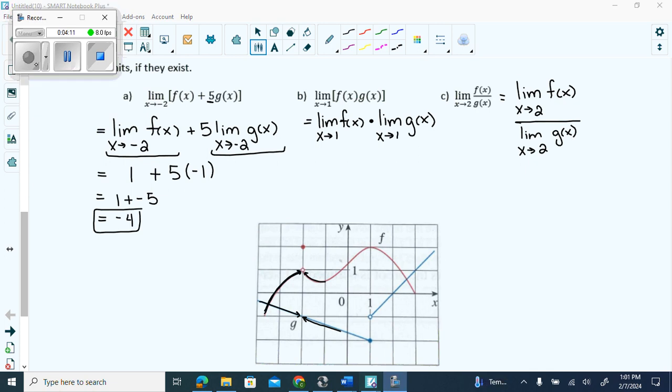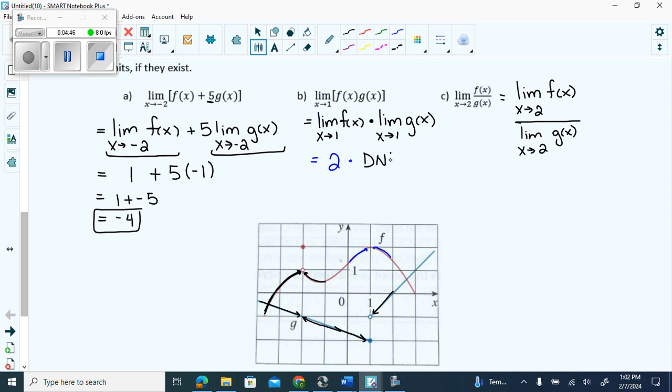All right, so we have the limit as x approaches 1. The limit as x approaches 1 of f of x is 2. So we get 2 times the limit as x approaches 1 of g. So from the left, it's approaching -2. From the right, it's approaching -1, which is a problem. Left limit's perfectly fine. Right limit's perfectly fine. The limit there doesn't exist because it has to be from the same place. So it should be 2 times does not exist.